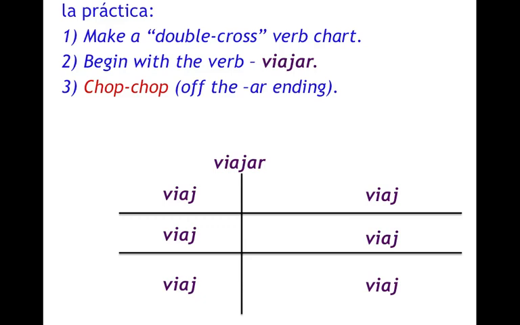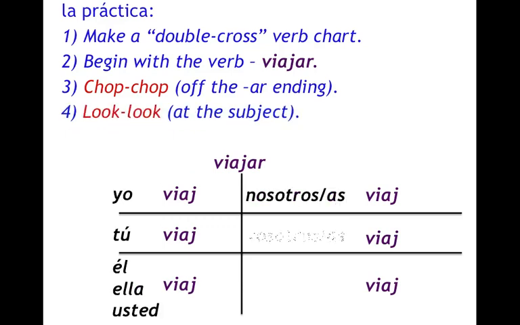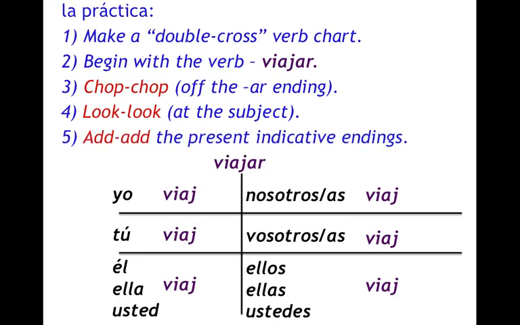You look at something. What do you look at? You look at the subject. Knowing the subject is going to determine which ending you will use. And then finally, what's the final step? You add something. You add the ending. In this case, we're adding the present indicative, the present tense ending.